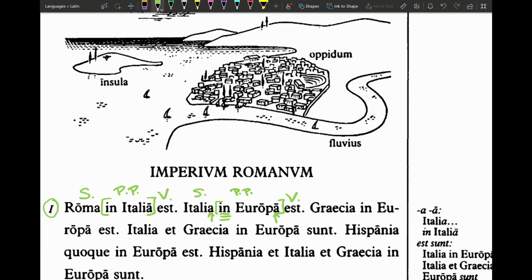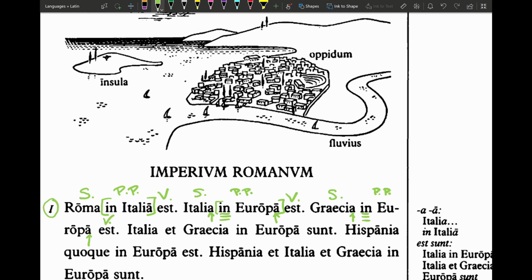Graecia in Europa est. So again, we have to look at the endings of our words. Notice this A here. Okay, this makes this our subject. Notice the preposition in again, and notice the ablative case on this particular word, Europa. This again makes it our prepositional phrase, which is the ablative of place where in this case. And then we have our verb, our linking verb, I should say, est.